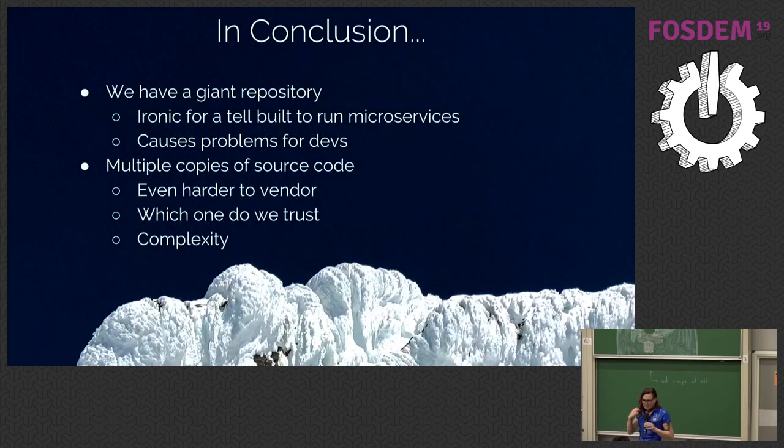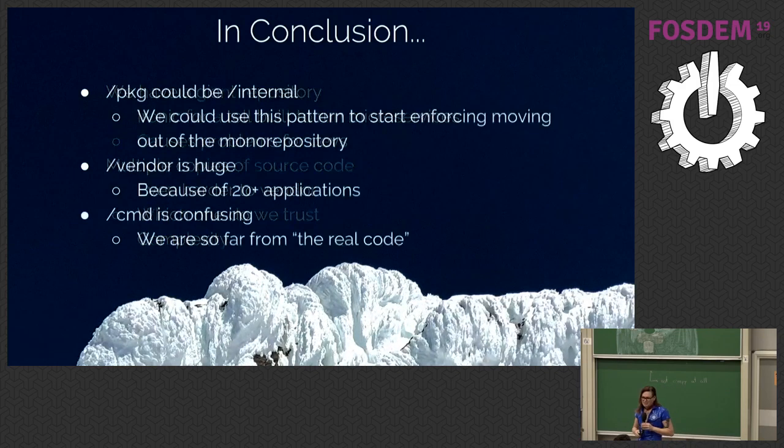We have a giant repository. This is ironic because we use Kubernetes to build microservices, and this giant repo causes a lot of problems for engineers and people trying to get started in the Kubernetes code base. There's multiple copies of the source code, which is a source of truth problem, and that makes it even harder for us to vendor. Furthermore, it introduces complexity. We can move pkg to internal, and that would start enforcing vendoring guarantees as we start refactoring our code. And furthermore, /vendor is huge right now, and we would be able to slim that down a little bit. Last but not least, CMD is confusing.